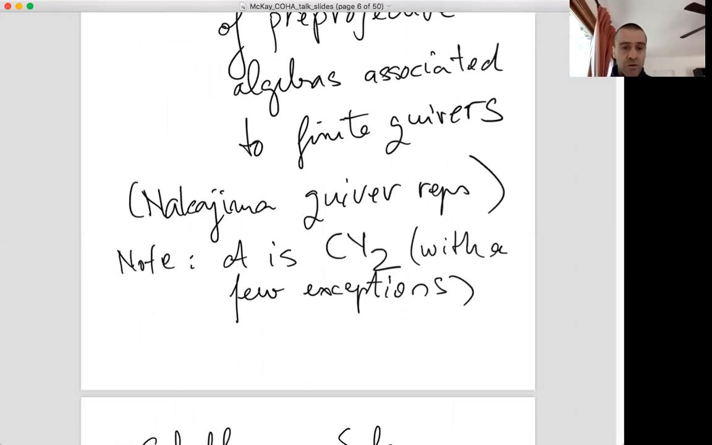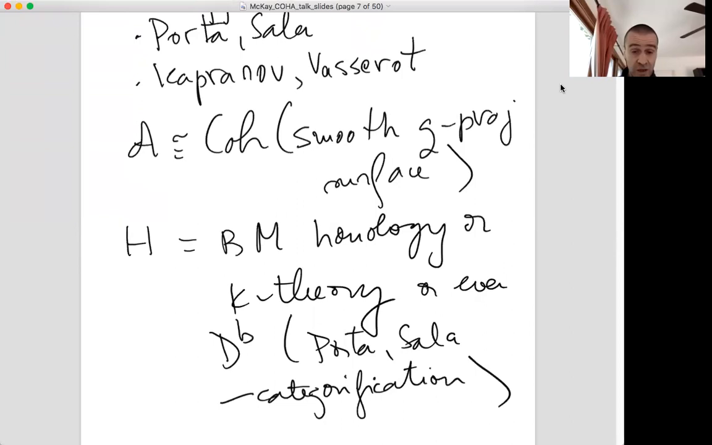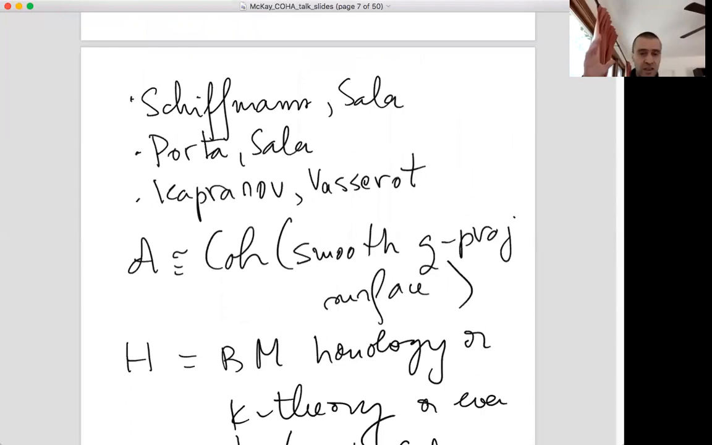Then there is a lot of work on the subject in a geometric setup. So when A is the coherent sheaves on a smooth quasi-projective surface, we have the work of Schiffmann, Sala, Porta, Kapranov, Vasserot, and perhaps other references I'm missing right now. And in this context, you can either take H to be Borel-Moore homology, or perhaps K-theory, or even a derived version. There is even such a structure on derived categories, which was constructed by Porta and Sala using derived algebraic geometry. And they call this categorification of cohomological Hall algebras. Anyway, so this is the setup that this talk is going to be placed into.